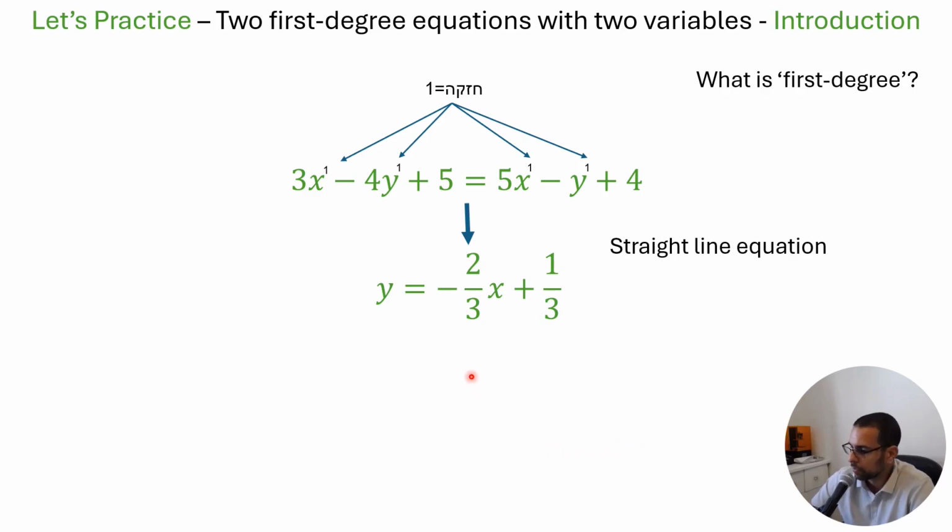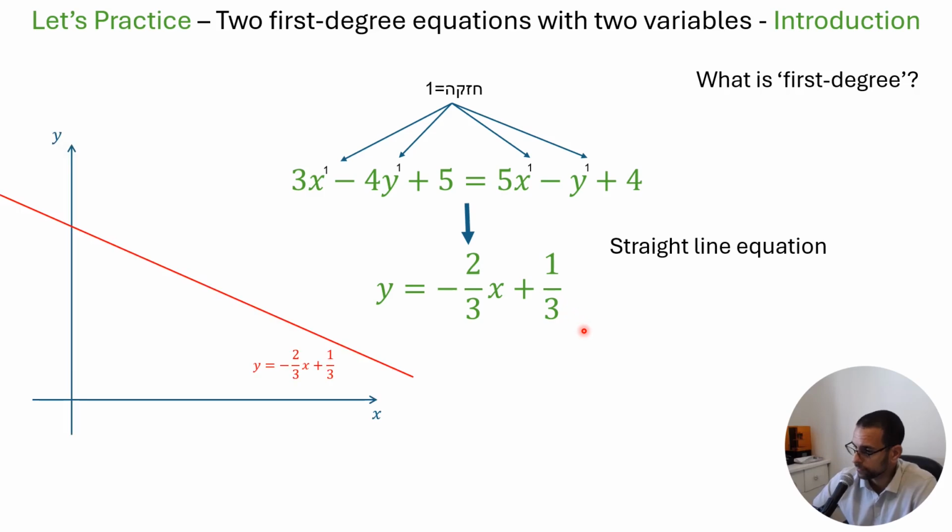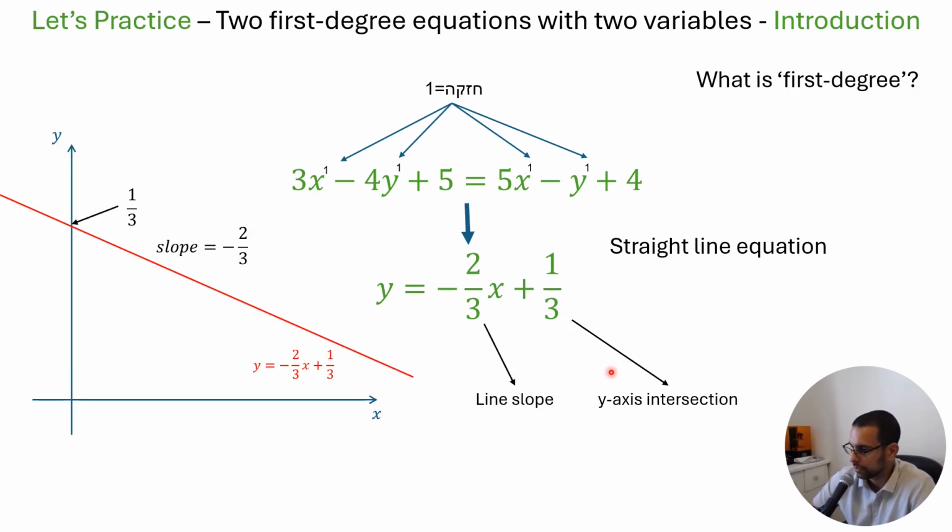As you remember, a straight line has a slope. Here the slope is minus 2/3 and it has an intersection with the y-axis at y equal 1/3. All right, there is the slope, there is the intersection. So every time we're getting a first degree equation with two variables, we actually are looking at a line. So I want you to think of it as lines from now.